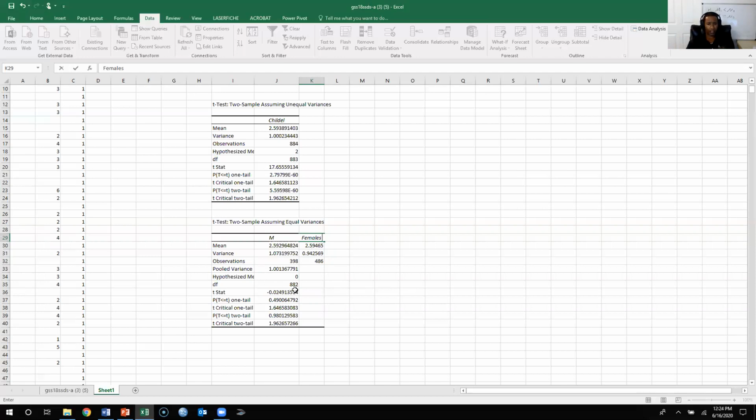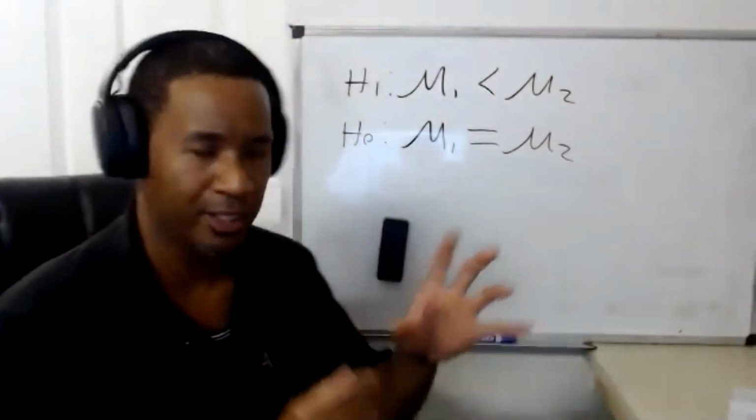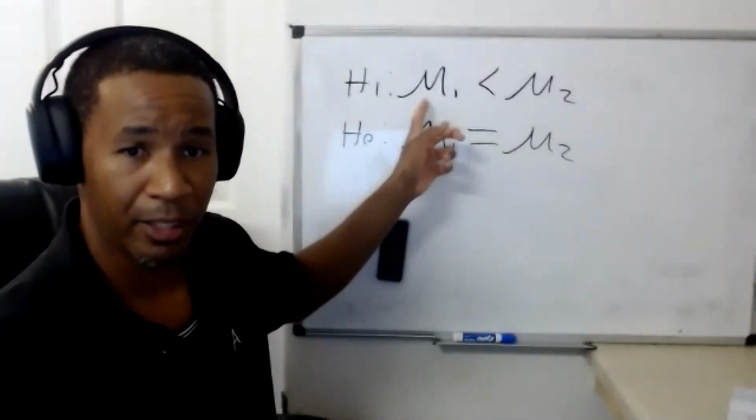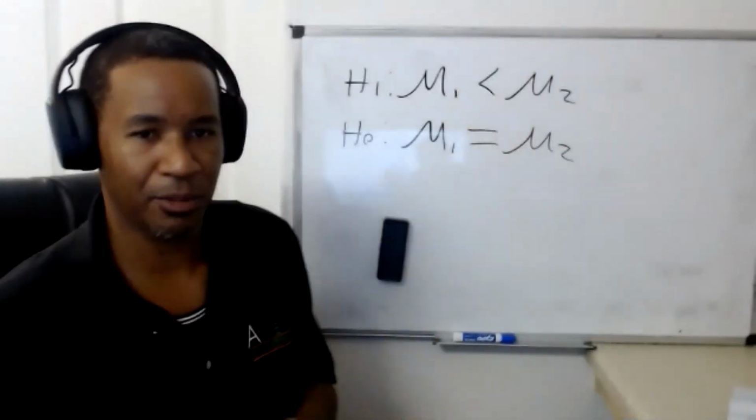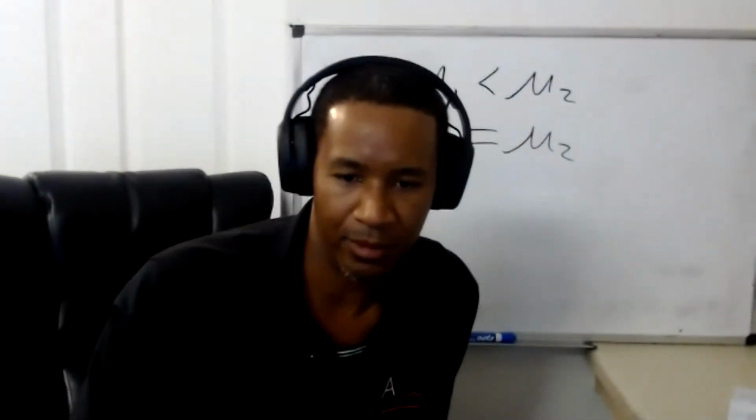Now, as we can see, our t statistic, or our t obtained, is negative 0.02. Now, if you're thinking to yourself, well, why is it a negative? Well, again, our original research hypothesis was that the mean for males is going to be lower than the mean for females. So that's why we have a negative number. So it's actually consistent with our original research hypothesis. So that negative is good.